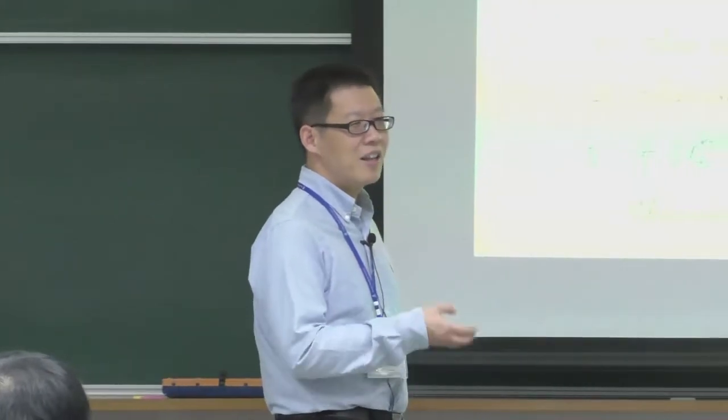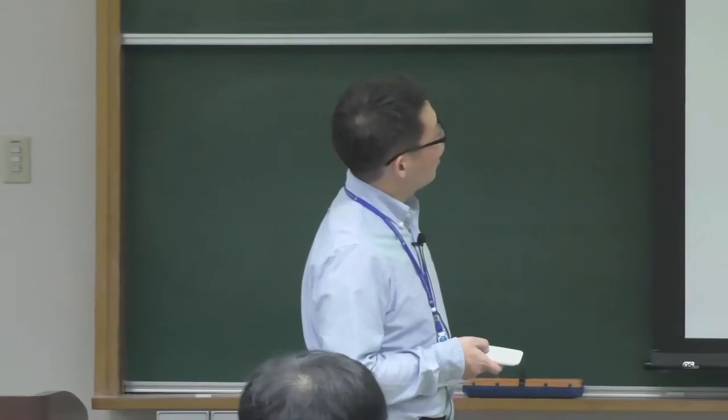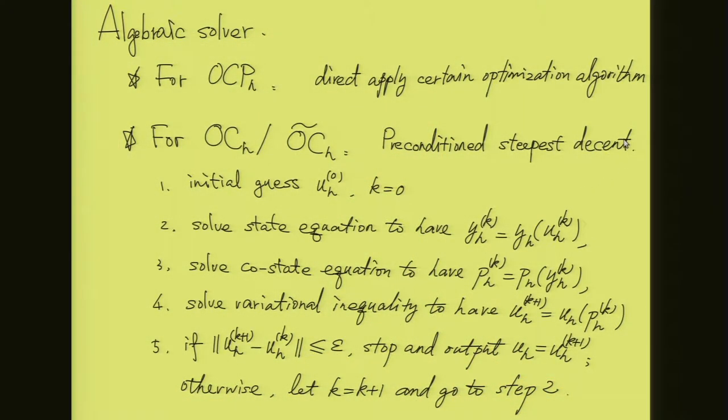Please just remember that conjugate gradient can be collected into this class, where we use the matrix itself as the preconditioner. And so the solver looks like this: we give an initial guess and set k to be 0, and we solve the state equation to get y_h^k given this u_h^k, and then we solve the costate equation to get p_h^k based on this y_h^k, and then we solve the variational inequality to get u_h^{k+1} for the next step, and then we check if we should stop, and otherwise go back to step 2. So basically it looks like a fixed point iteration.